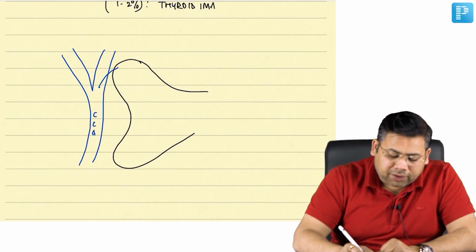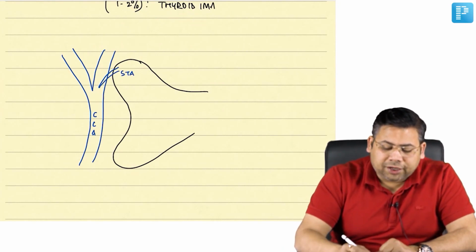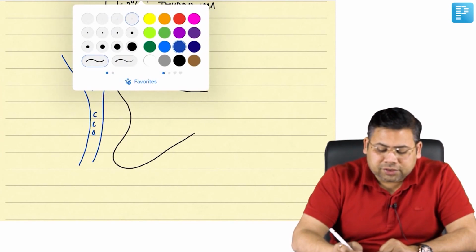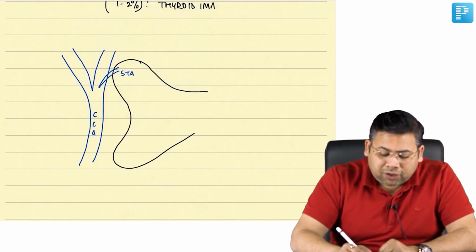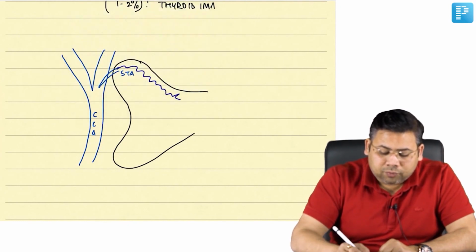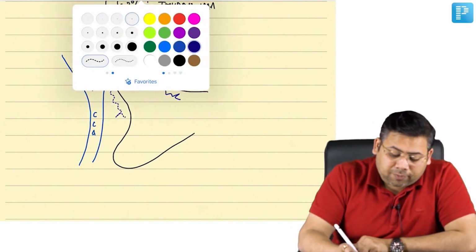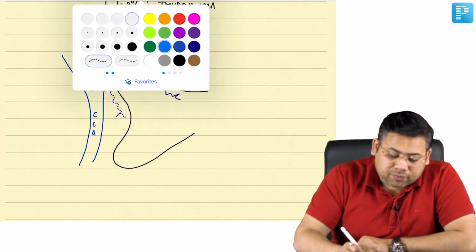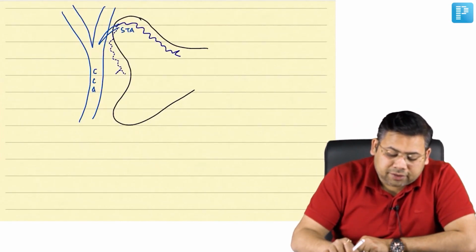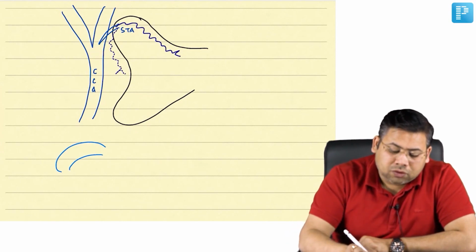External will give one branch which is known as the superior thyroid artery. The superior thyroid artery has two divisions. One will travel along the anterior border, and one will travel along the posterior border. So this is how things are. Now you talk about the thyrocervical trunk.